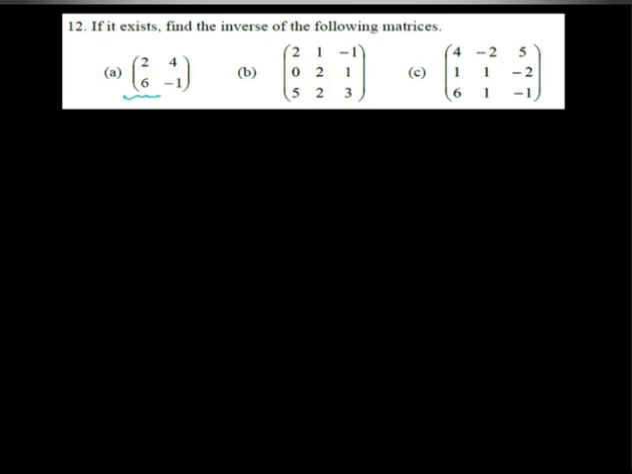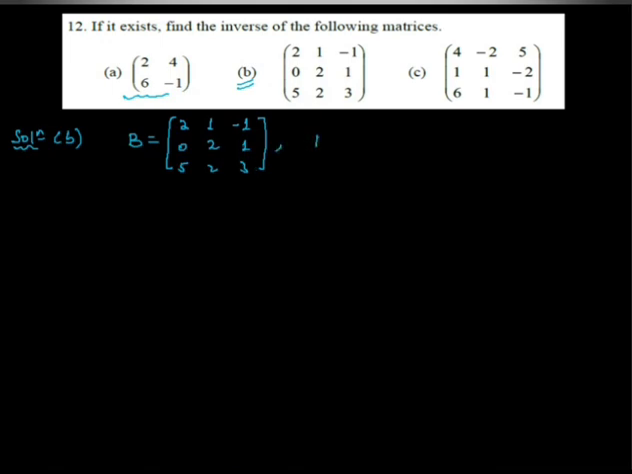We have seen the inverse of the matrix in A. Now we will see the inverse of the matrix in B. There are different ways of finding the inverse of a matrix, but here I will show you a short and precise method. Let our matrix be B, which is 2 1 minus 1, 0 2 1, 5 2 3. Assume this is our matrix.